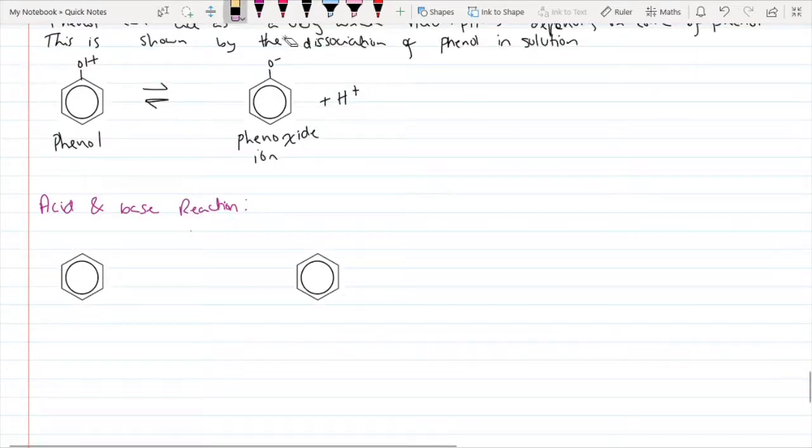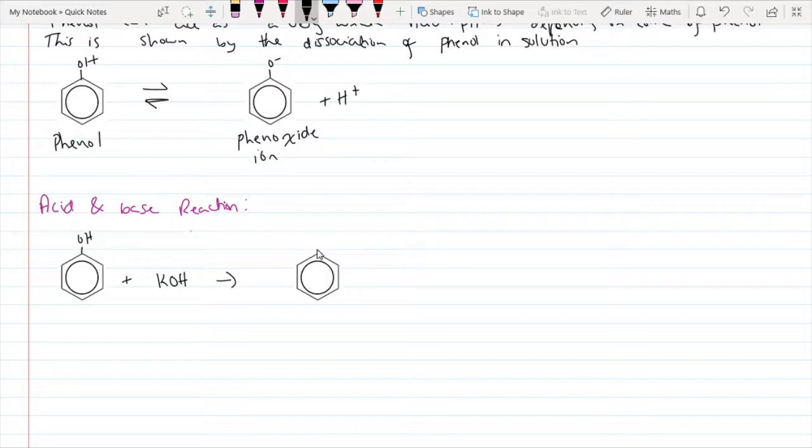Okay, so now we'll look at the acid and base reaction of phenol. We can do an acid and base reaction, as it is a weak acid. An acid and a base react to form salt plus water. So over here we are expected to form a salt and water. If we have our phenol plus, let's say, any base, potassium hydroxide, we'll form a salt.